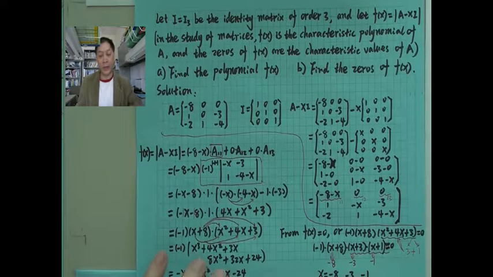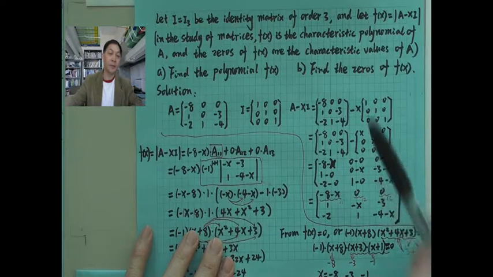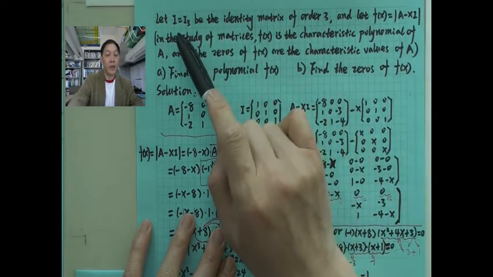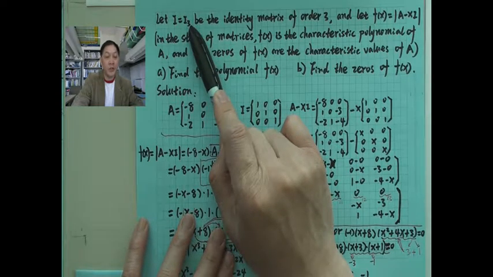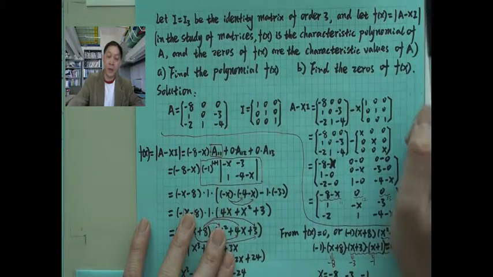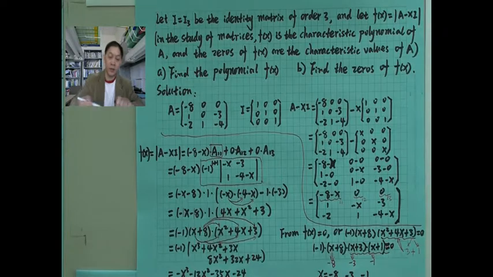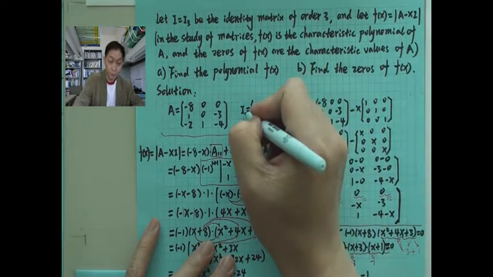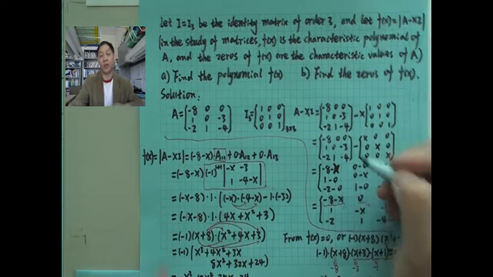Okay, let's look at this problem. In this problem, there is more algebra inside. Let the identity matrix be I3, which means here it is 3 by 3. So if you want more details, I3 means here is a 3 by 3 identity matrix.